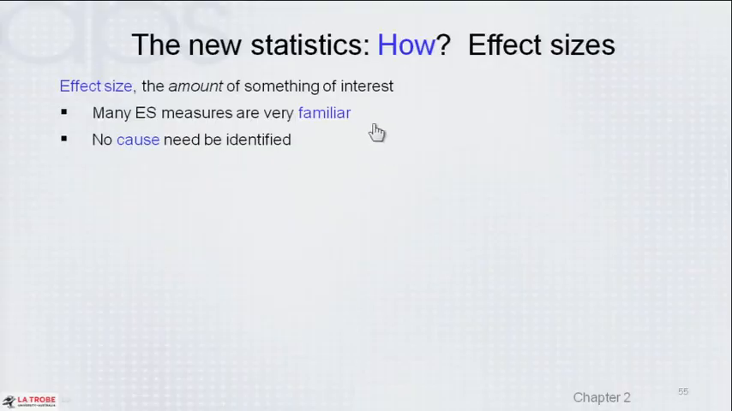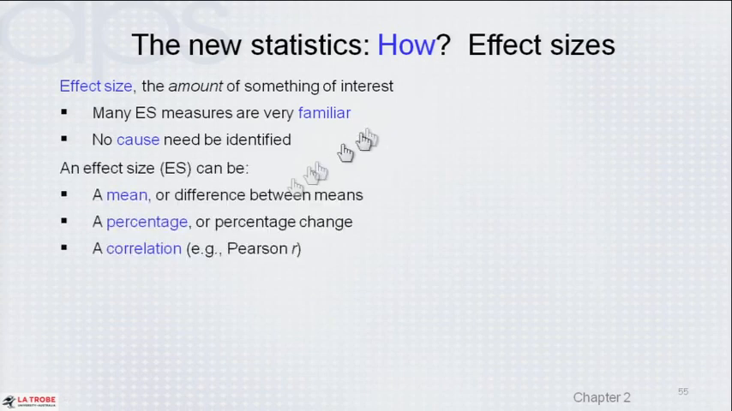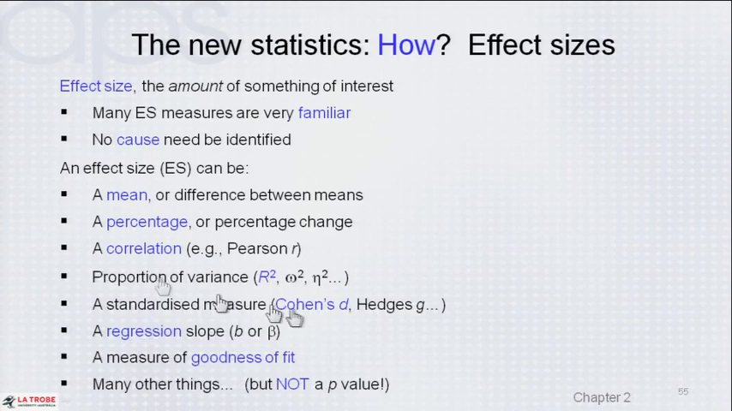The other thing about effect sizes is basically there's nothing new. We've all been using them all our lives. And they can be as common and familiar as a mean, a difference between means, a percentage, a frequency, a correlation, absolutely standard sorts of measures. Or, of course, they can be more complex and specialized things. R squared and Cohen's d, a regression slope, all sorts of things, but not a p-value. A p-value is not an effect size.